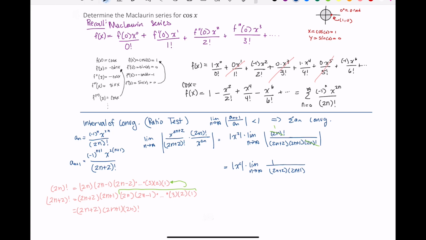Well, no matter what x is, this limit's going to be 0, which is less than 1. So the value of x does not matter. That is, this series converges for all x. That is, the interval of convergence is from negative infinity to infinity. Another way to say this, it's equal to all real numbers.